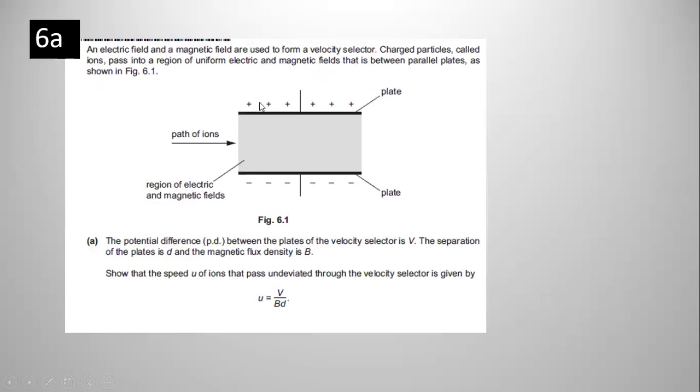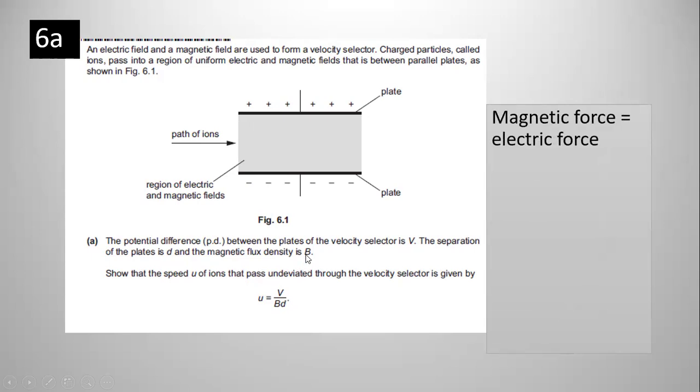An electric field and a magnetic field are used to form a velocity selector. The charged particles called ions pass into the region of uniform electric and magnetic field that is between the parallel plates as shown in figure 6.1. Right? That's your picture. The potential difference between the plates of the velocity selector is V. The separation of the plates is d, and the magnetic flux density is B. Show that the speed of the ion that passes through the velocity selector is given by the equation.